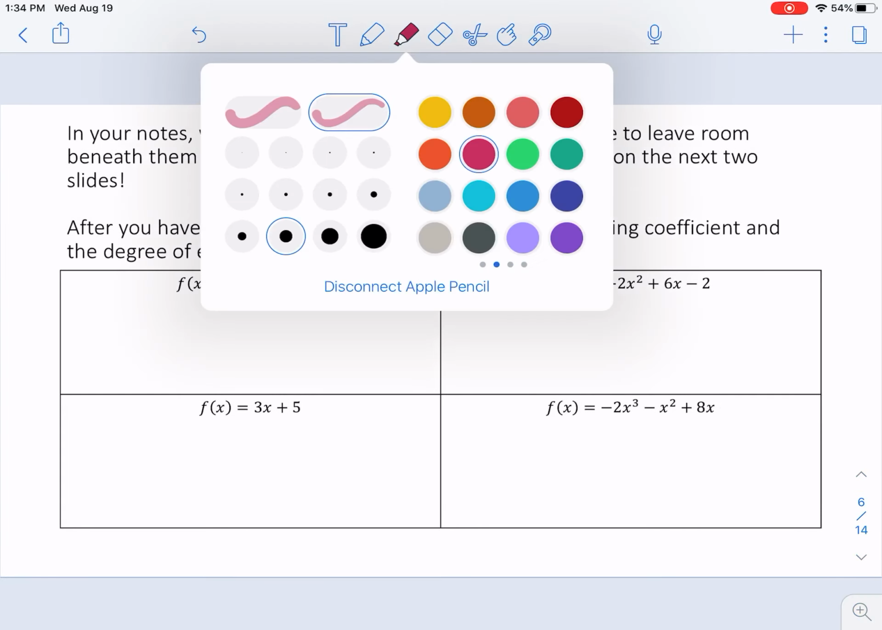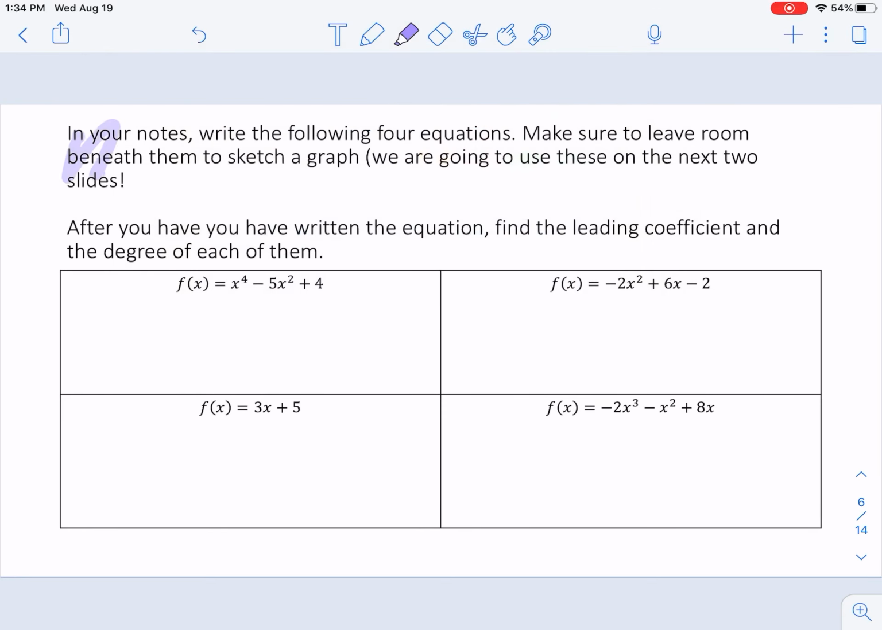So if you're copying this down in your notes for the very first time, what I ask you guys to do here is to copy it down and make sure that you are leaving room beneath them to sketch a graph. You're going to see this graph in the next 2 pages, just so you can have a picture for it. Once you do that, you're asked to find the leading coefficient and the degree. So if you're taking the notes for the very first time, go ahead and pause and do that.